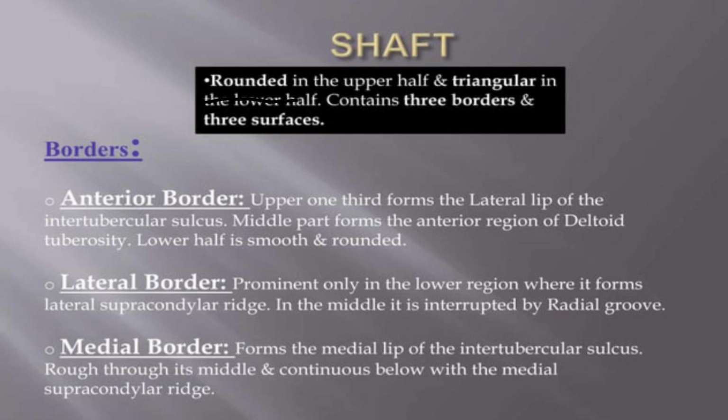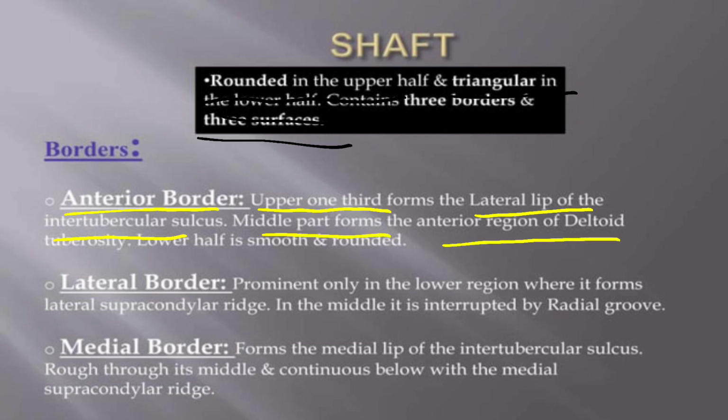Shaft. The shaft is rounded in its upper part and triangular in its lower part, and contains three borders and three surfaces. Anterior border. The upper one third forms the lateral lip of the intertubercular sulcus. The middle part forms the anterior region of the deltoid tuberosity. The lower part is smooth and rounded.